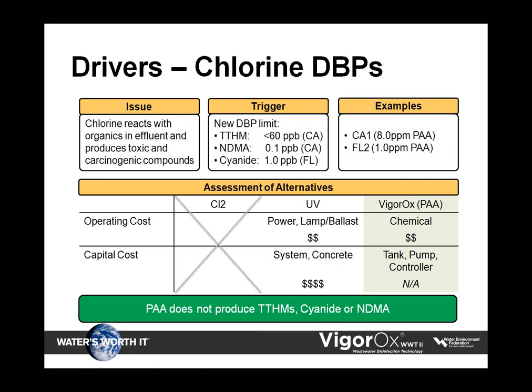Here again, plants compared UV disinfection against Vigorox peracetic acid, and once again, plants were able to avoid significant capital expenses by converting to PAA disinfection.